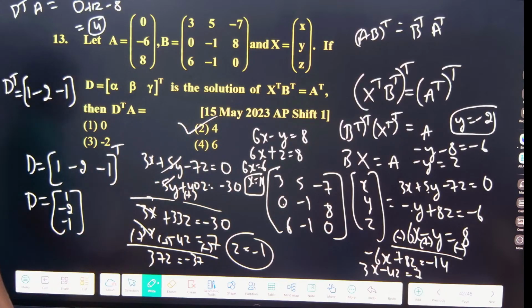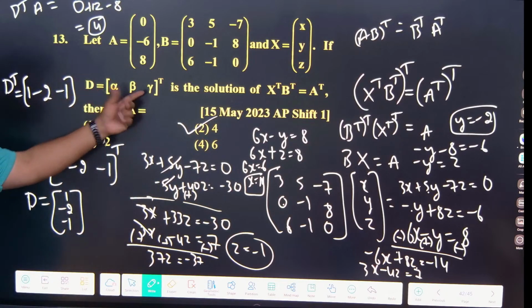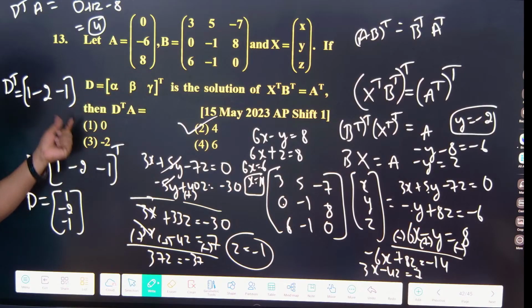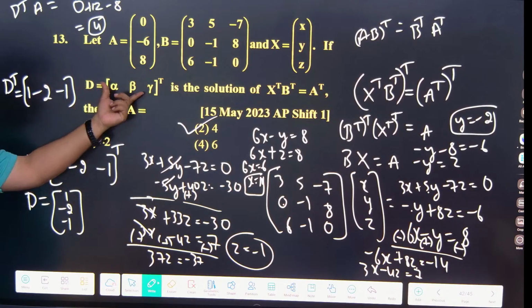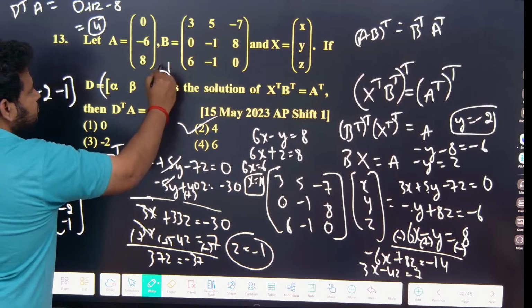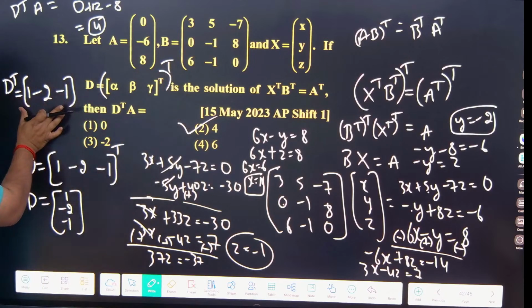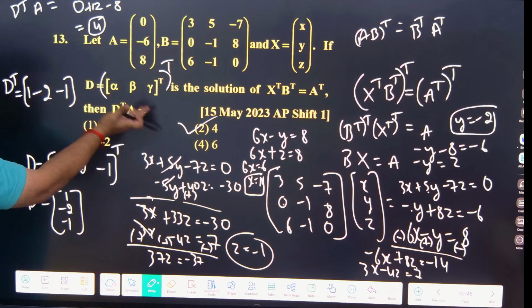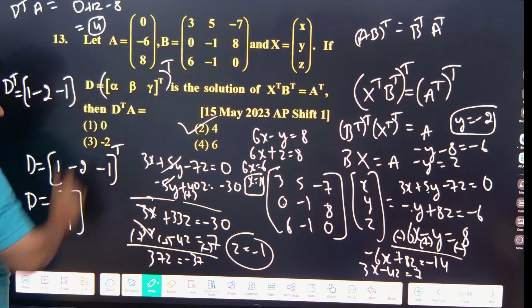Understood how to do? See, D is given like this and the transpose is given for this. So they are asking for D transpose. So what will this become? This transpose over transpose will cancel. We will have it like this. Transpose over transpose will become the matrix itself, this into A. Understood everyone?